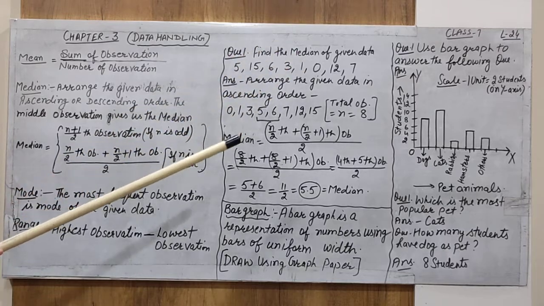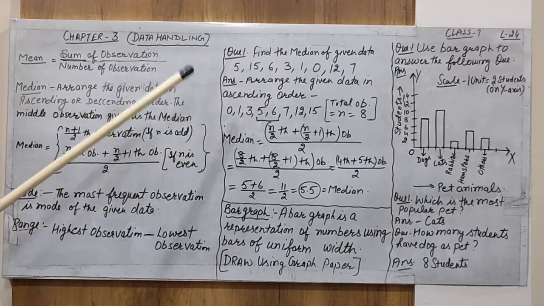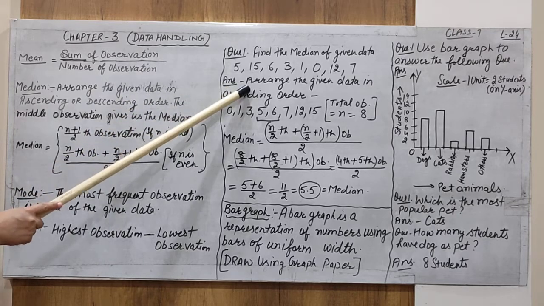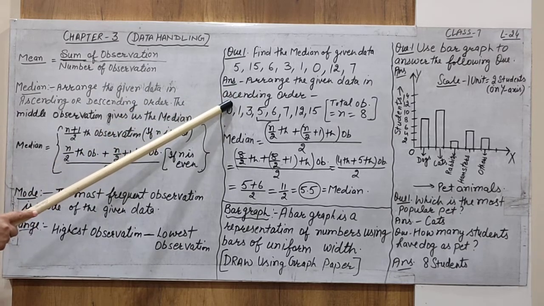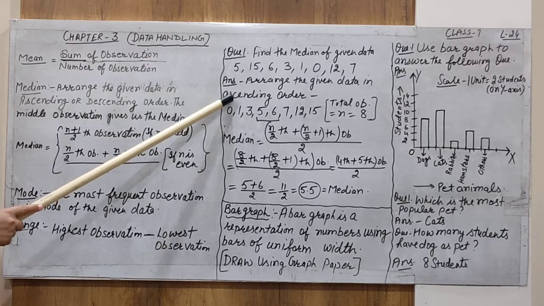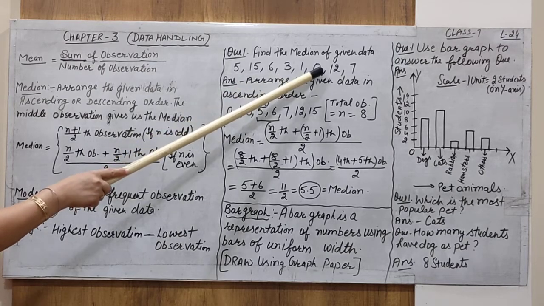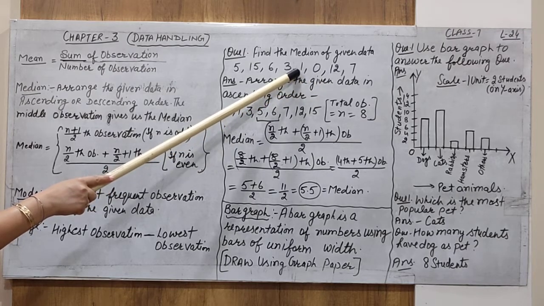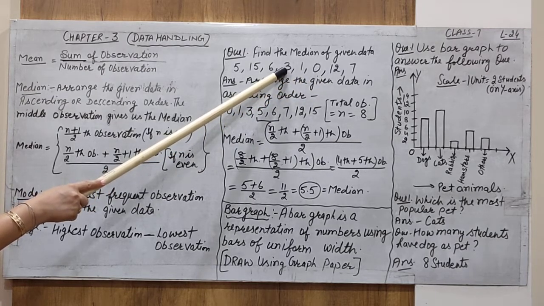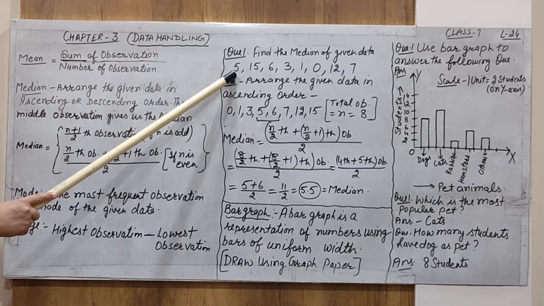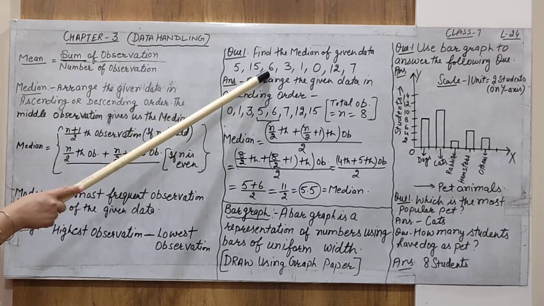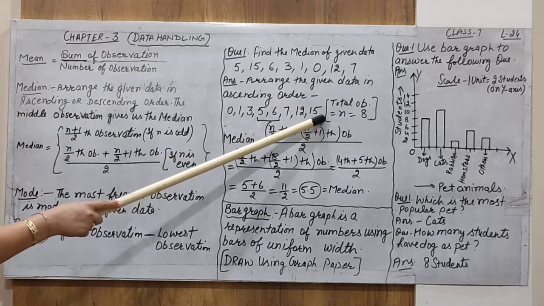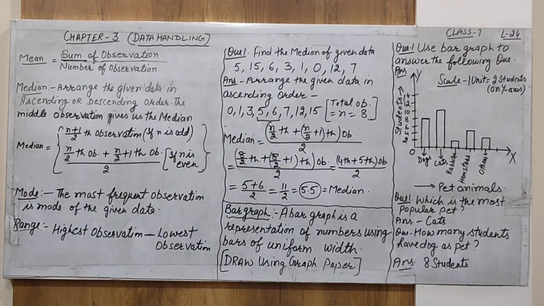The numbers are given. The first step to find the median is to arrange the given data in ascending or increasing order. The smallest observation is 0. Next is 1. Next is 3. The next one is 5. After 5, next is 6. Then 7. Then 12, and the last observation is 15.